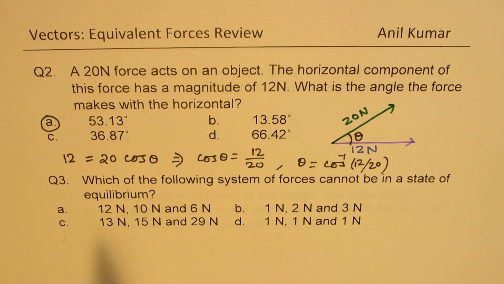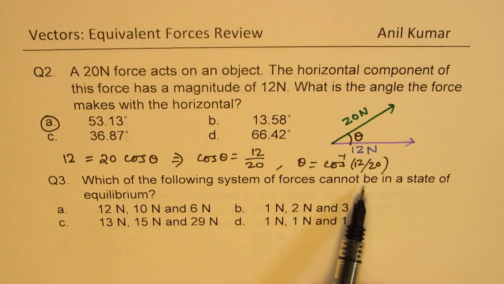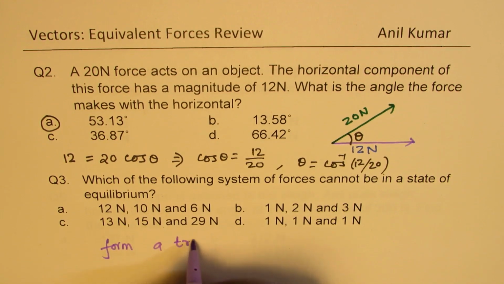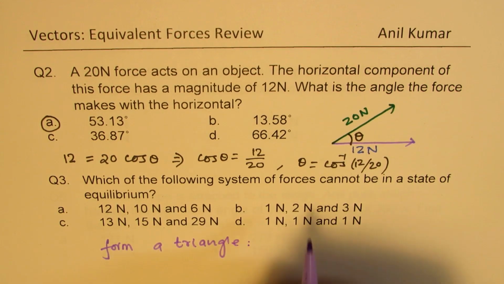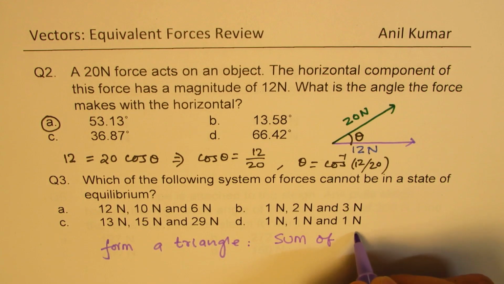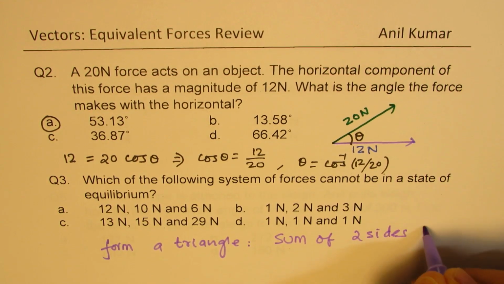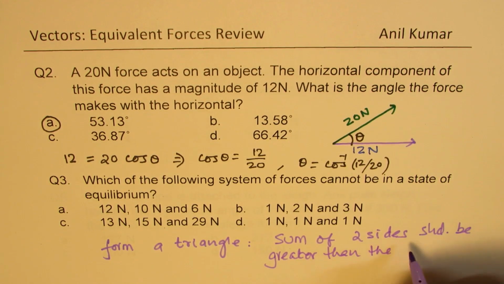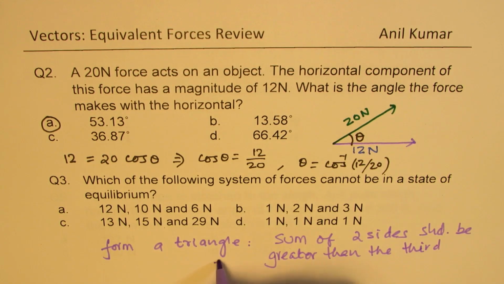Correct? Question 3. Which of the following system of forces cannot be in a state of equilibrium? So what is the idea here? How do we figure out? Basically, we need to form a triangle, right? The important thing is the sum of two sides should be greater than the third. It could be equal or greater than. Is that okay?